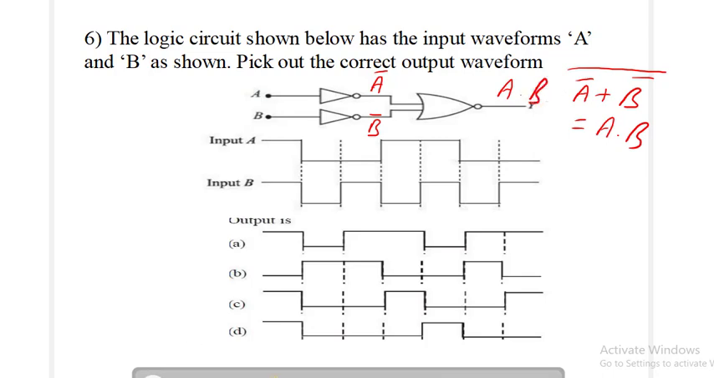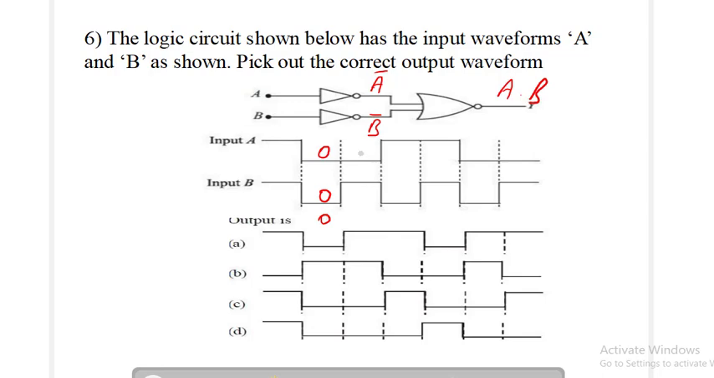Instead of getting the waveform for each and every case, we directly write this A dot B. Okay, this is what we get. So let us come to the problem. For the first case, input A is 0 and B is also 0. So when both the inputs are 0 0, output is 0. I am just writing the output here below, so then we can compare with the waveform.